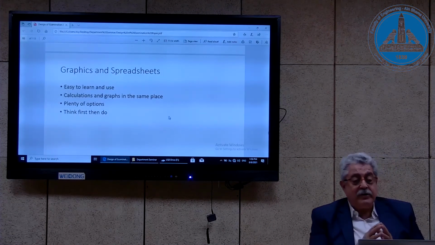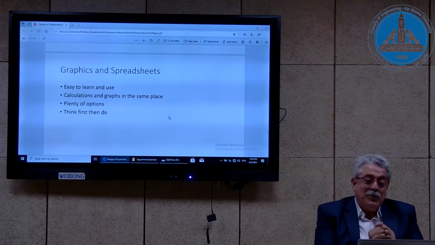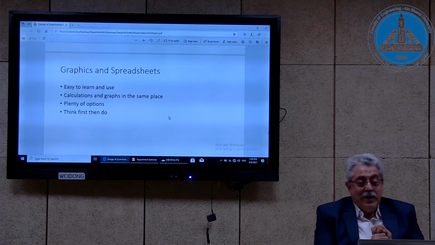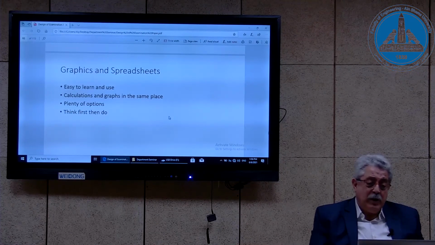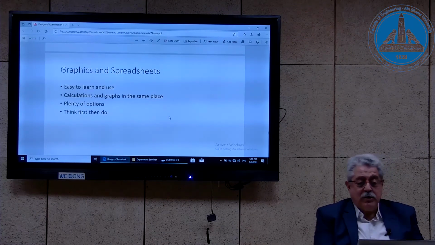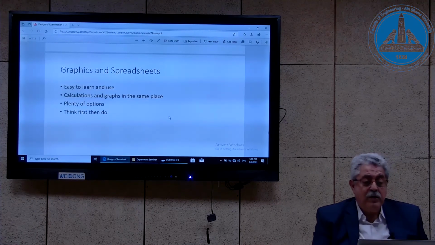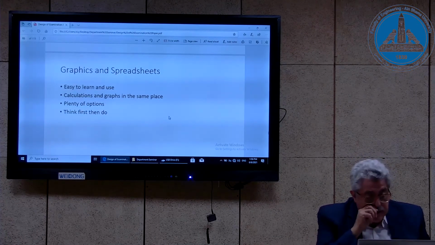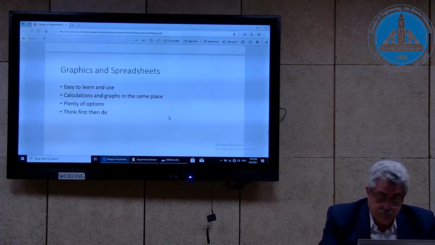Spreadsheets and graphics have a lot of things to do together. They are easy to learn and use, and what's beautiful about graphics and spreadsheets is that spreadsheets allow us to do the calculation and to design the graphics in a safe place, and there are plenty of options. Therefore we have to think, then do.